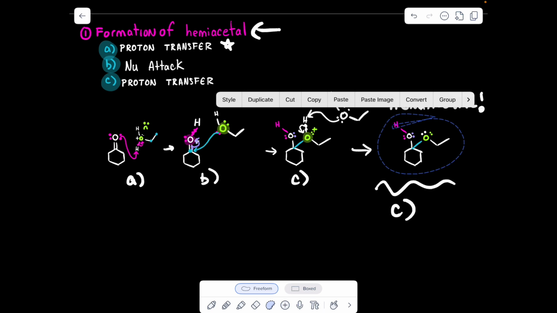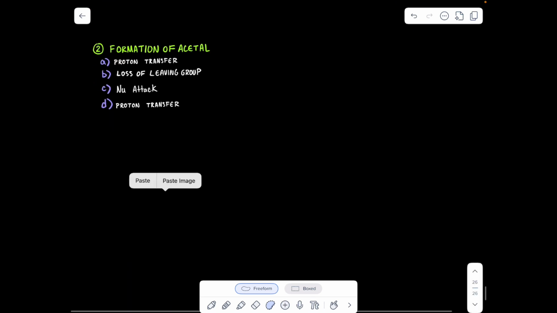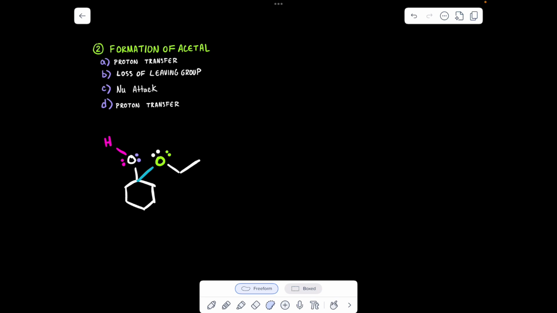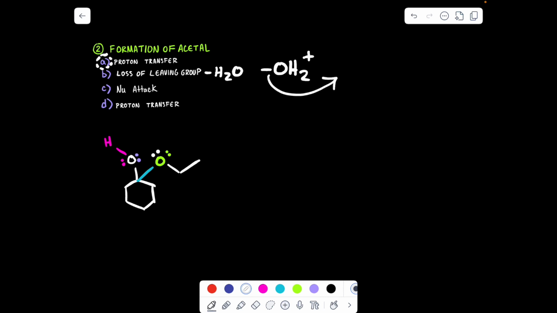So taking your hemiacetal that you just worked hard to form, now we got to go through 4 steps in order to form the final acetal. So now, part B of part 2 is the loss of a leaving group, and we already established that we're going to lose water. So if water is our leaving group, how could we achieve this? Well, first of all, we need to form an OH2 plus species, and then this group will leave into the abyss. So since part A is a proton transfer, who's going to grab a proton? Well, since we want to produce H2O plus, the OH group has got to grab that proton.